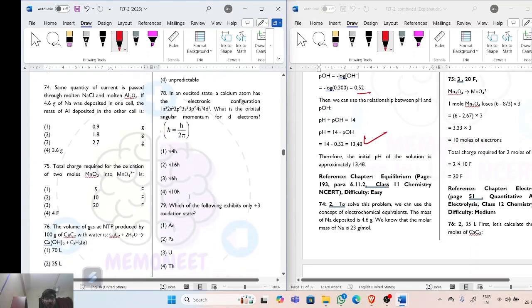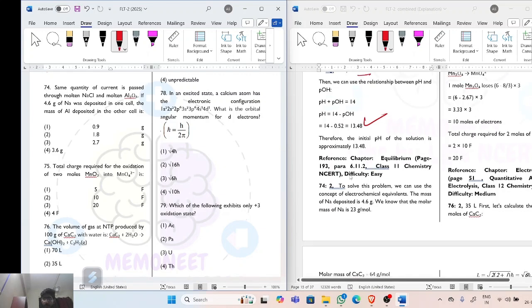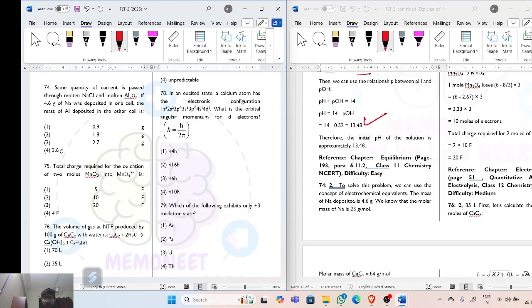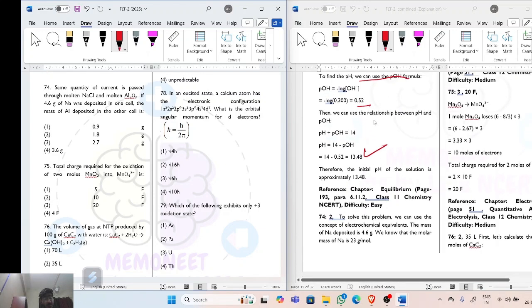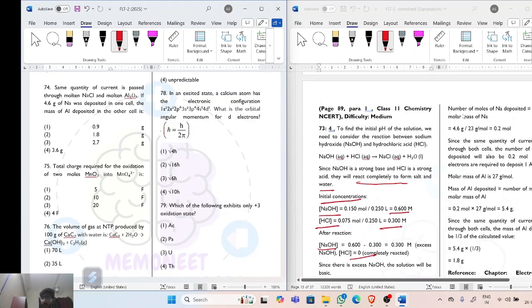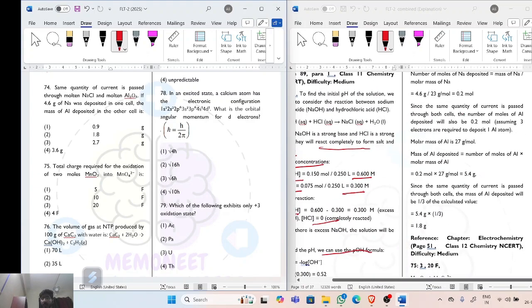Now question number 74. The same quantity of current is passed through molten NaCl and molten Al2O3. If 4.6 gram of Na is deposited in one cell, the mass of aluminium deposited in the other cell is? To solve this problem we can use the concept of electrochemical equivalence. The mass of Na is 4.6 gram and its molar mass is 23 gram, so the number of moles comes out to be 0.2 mole.